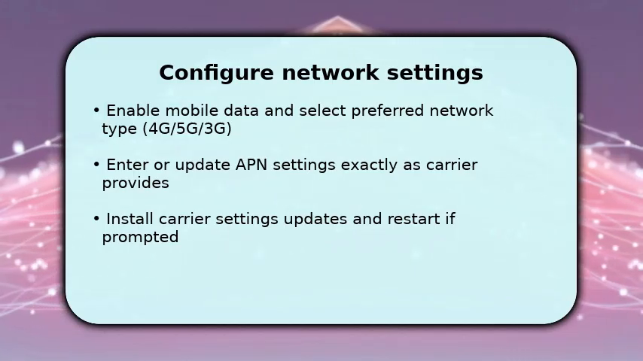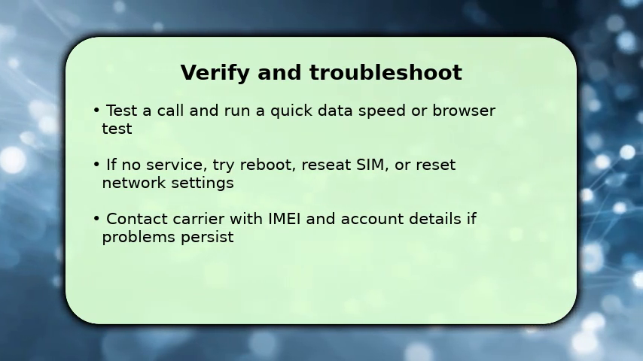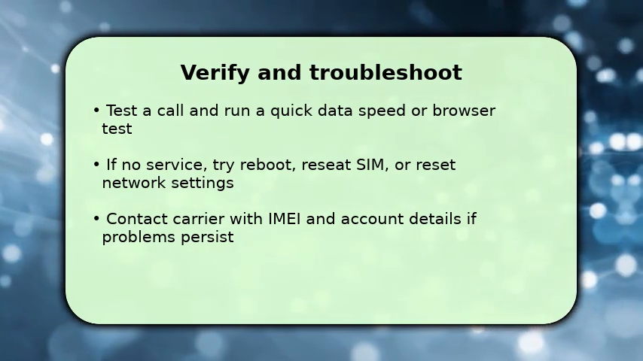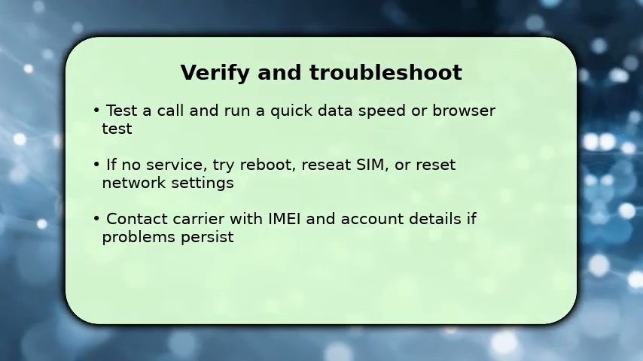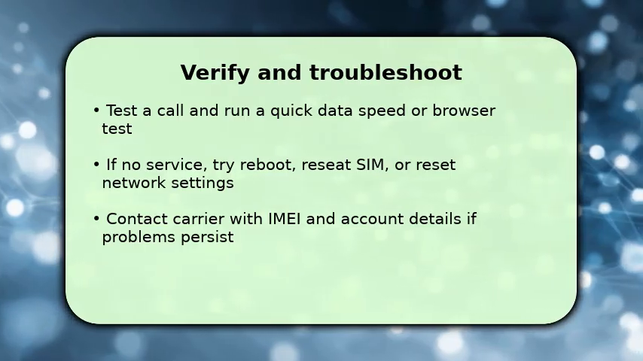Finish by verifying the connection. Place a call, send a message, and load a web page or run a speed test to confirm data. If service is absent or intermittent, reboot the phone, remove and reseat the SIM or toggle airplane mode. These quick steps often clear provisioning stalls.